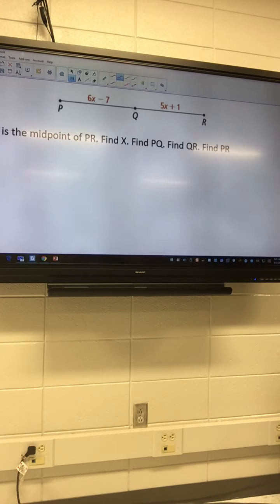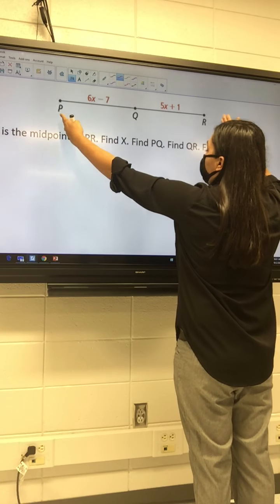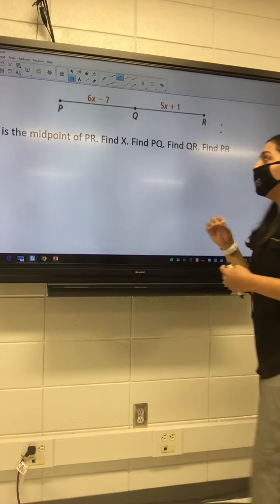So Q is the midpoint of PR. Okay, so look at the segment. Where's PR? Great, very nice. So Q is the midpoint of PR. So find PR. PR is the whole segment. Q is the midpoint. What does midpoint mean? It's halfway there, exactly halfway in the middle.